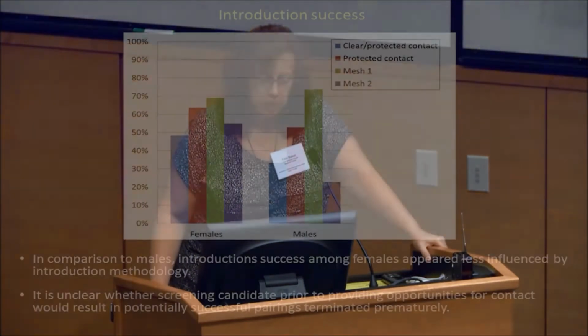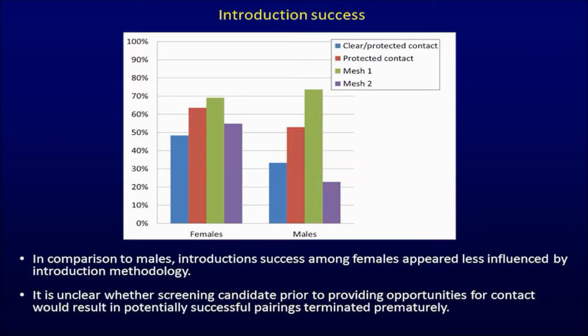And here's where you brace yourself. What I found was kind of a mess. The blue bar represents the facility that used clear panel. Red is the one that only used protected contact. And then the green and purple bars are the two facilities that did things broadly similarly. So the success rate for both males and females was lower in the facilities that were using protected contact.